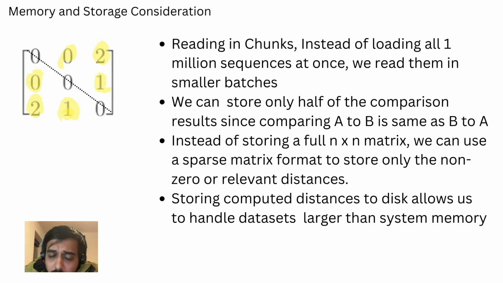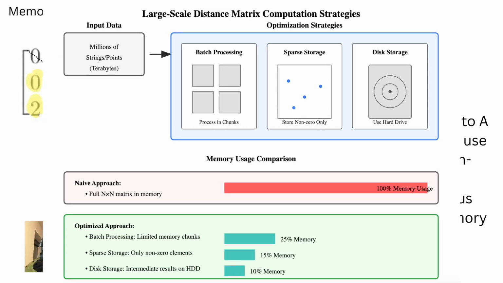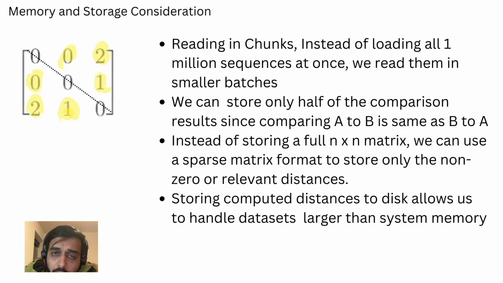I also suggested that if we have repeating structures, then most of the distances would be 0, and so we would have something like sparse matrices, or we could store only non-zero or relevant distances, which further reduces our memory usage for large datasets. I also pointed out that any intermediate results or computed distances could be stored on a hard drive rather than in system memory, allowing us to handle datasets that are much larger than available RAM.